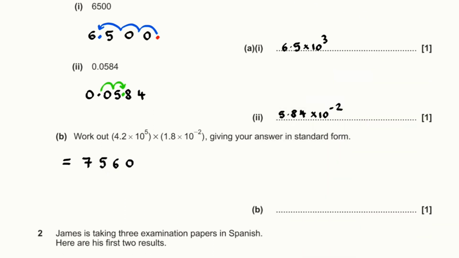Now, if the decimal point is currently here, we need to move this 1, 2, 3 places to the left, and so what we'd end up with is 7.56 times by 10 to the power of 3.